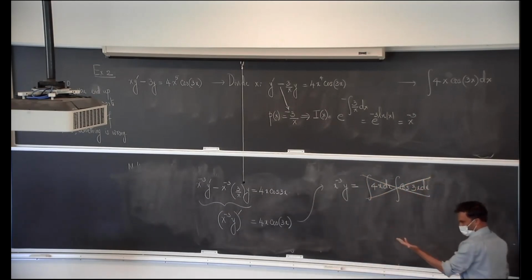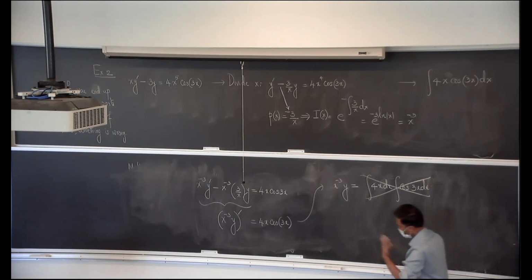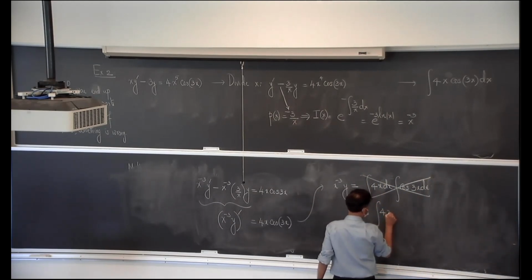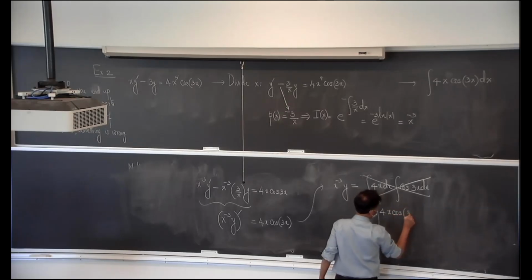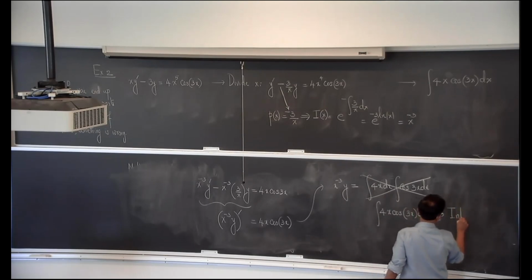You need integration by parts. You have to do it once. One is not insane. Two is probably insane. One is not insane. So this is the integral of 4x cosine 3x, and this needs integration by parts.